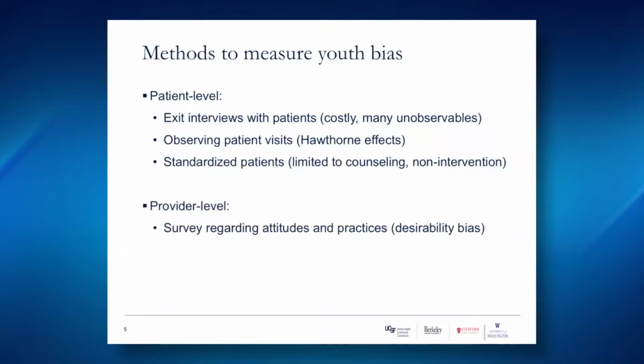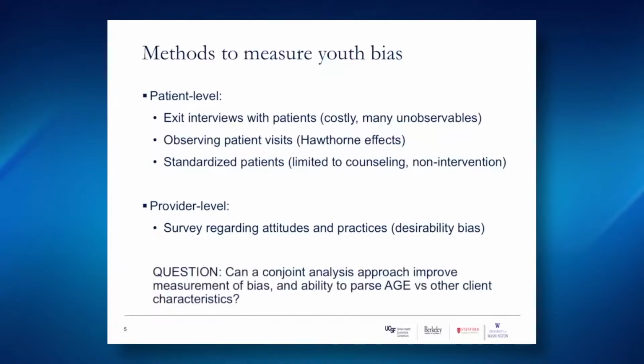So what we have is provider-level data in many cases that people have developed, but we know there's a lot of desirability bias if we just go in and ask a provider, what are your attitudes towards serving youth? So we're looking at the extent to which something like conjoint analysis can help in this case.